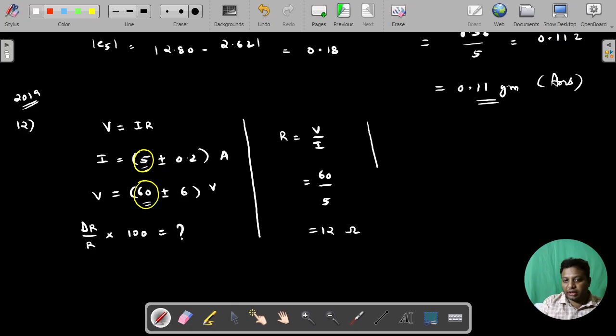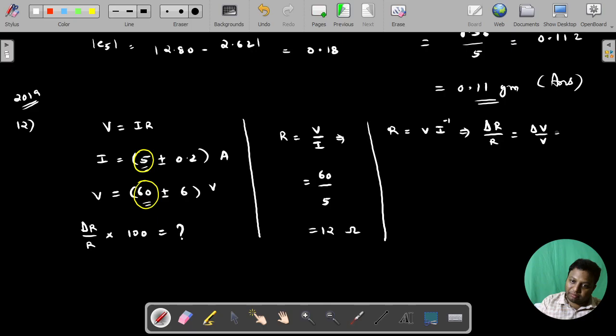How do we get the error in resistance? See, I am using the same formula here. We can write R as V I power minus 1. From that we can write delta R by R equal to delta V by V minus delta I by I. For getting the maximum possible error, as we had done in the previous questions, we are converting that minus into plus. Then they are asking for the percentage error. You multiply both sides with 100.